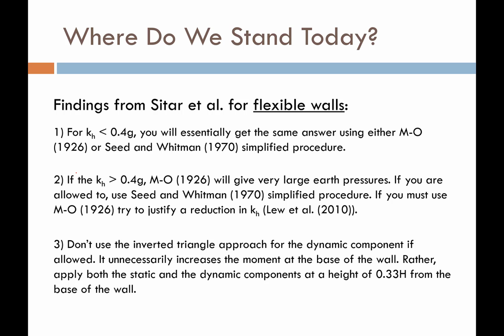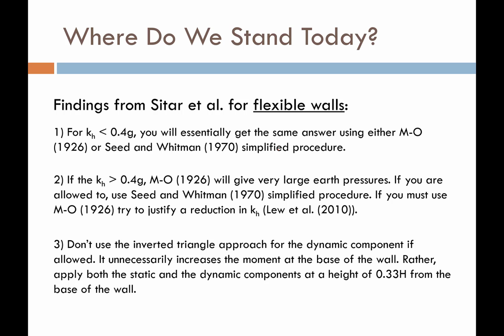So if your KH is less than 0.4 G, go for it. You can use either method you want and you'll arrive at the same place. Second, he said, if your KH is greater than 0.4 G, then the Mononobe-Okabe equations are going to give you very large lateral earth pressures. So if you are allowed to, in other words, if your specifications or the code that you're using or the owner who you're working for allows you to, use the Seed and Whitman procedure instead. Don't use Mononobe-Okabe.